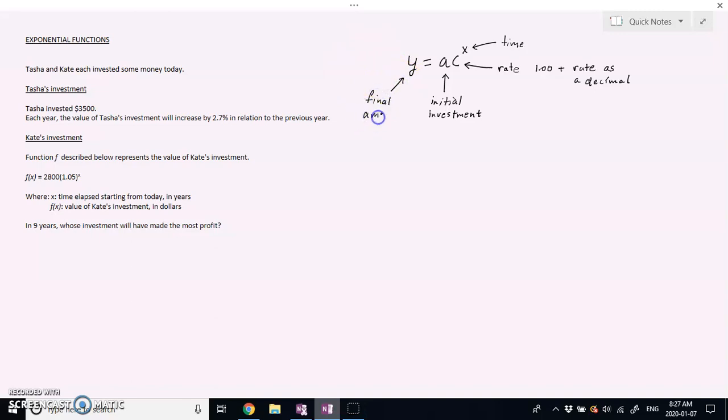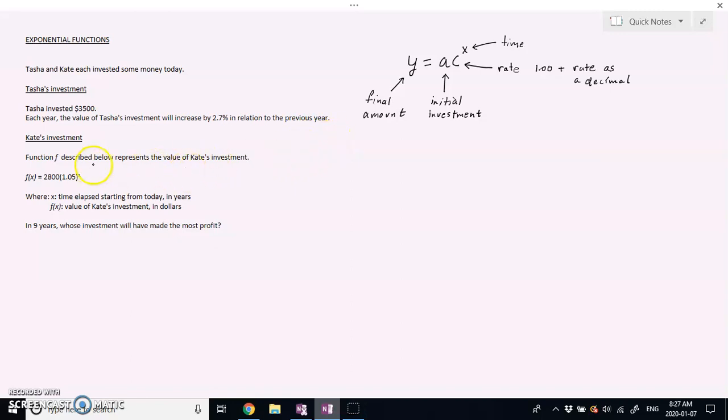In other words, how much do we make over time when we're talking about investment questions? If you look at this sample exam question, we notice that two people, Tasha and Kate, have invested some money today. Tasha's investment includes investing $3,500, and each year the value of the investment increases by 2.7% in relation to the previous year. So that means in the first year you make 2.7%, add that new profit on, and you make 2.7% on the new amount the next year. So it's compounding.